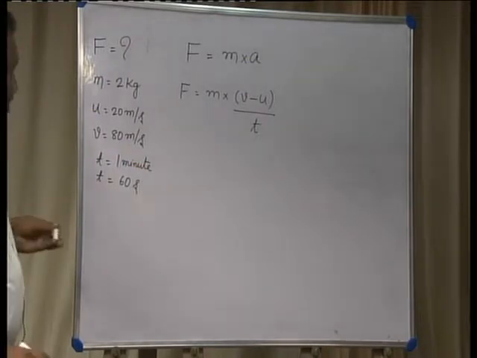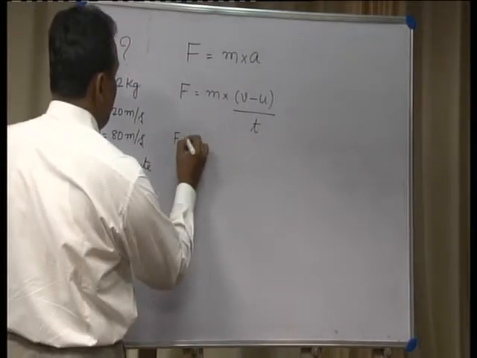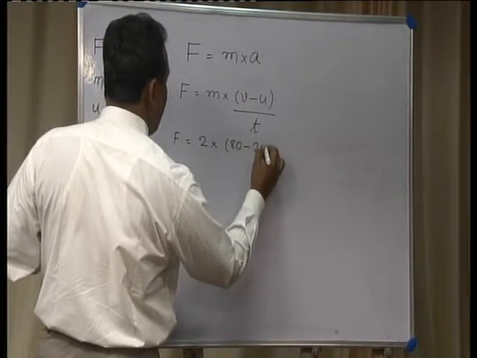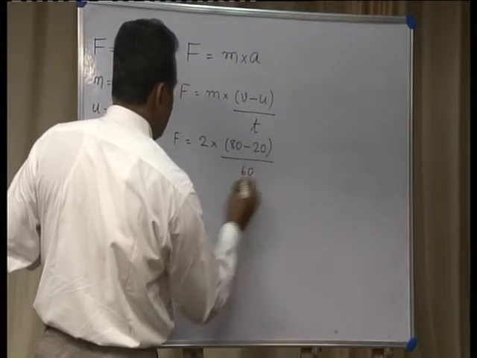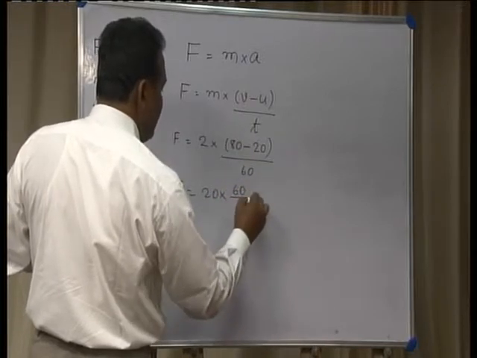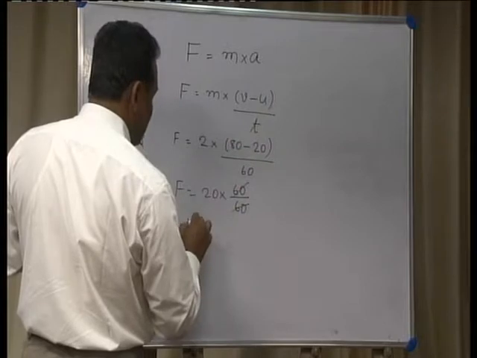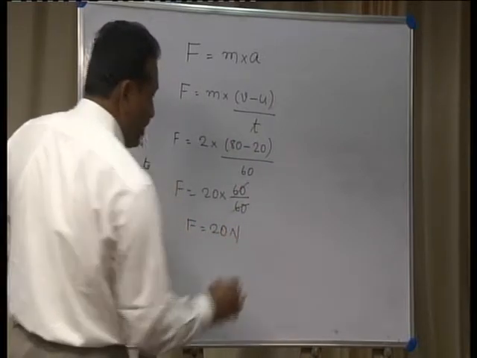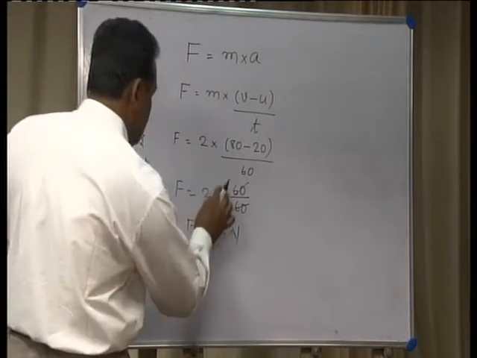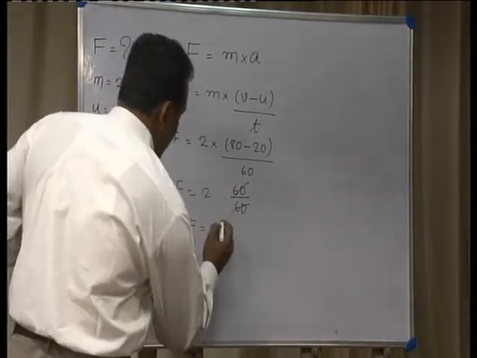So how much is F? F is required to find. F is equal to m is 2 kg, v is 80, u is 20, time is 60 seconds. So F is equal to 2 into (80 minus 20), which is 60, divided by 60. These two get cancelled. F is equal to 2 Newton, sorry, it will be 2 only. So 2 Newton is the force required.